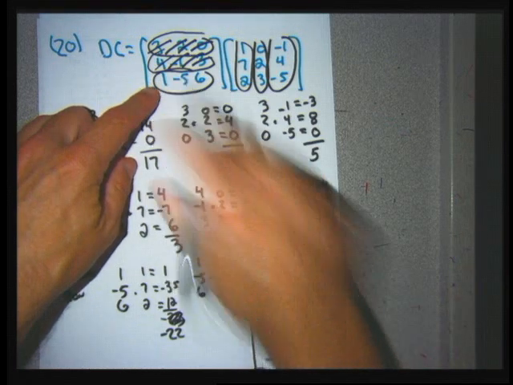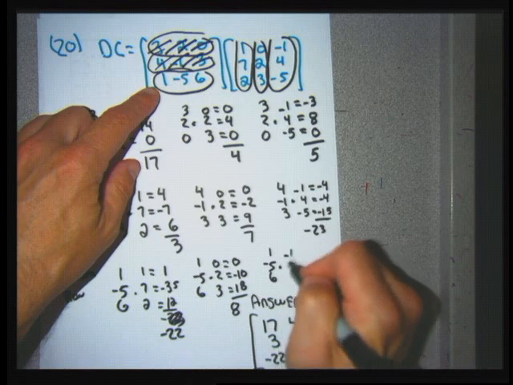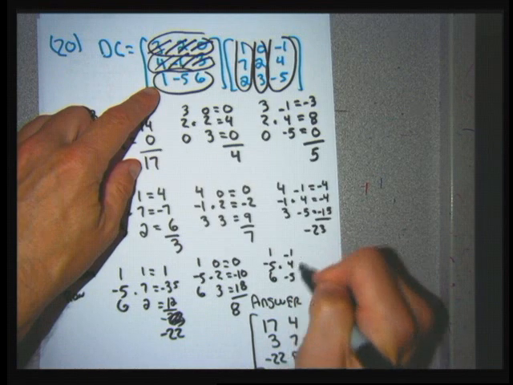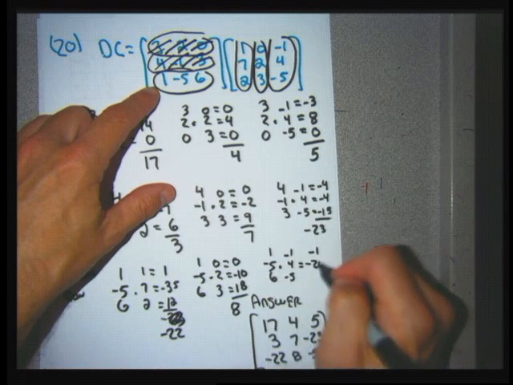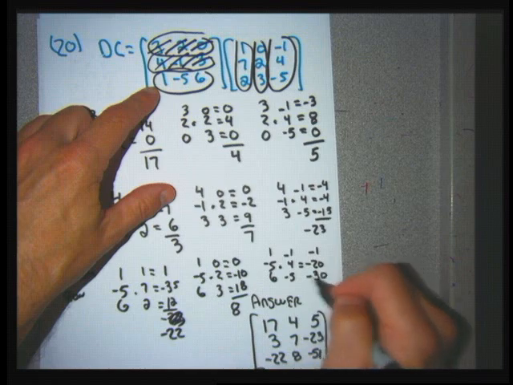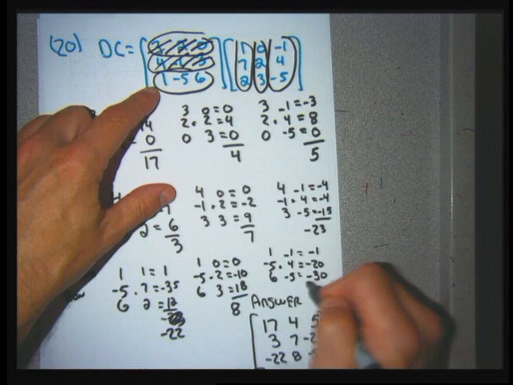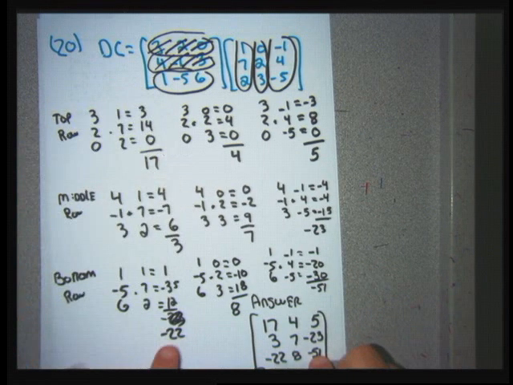Lastly, I take this 1, negative 5, and 6, multiply it by negative 1, 4, negative 5. 1 times negative 1 is negative 1. Negative 5 times 4 is negative 20. 6 times negative 5 is negative 30. All three of those numbers are negative, so I'm going to add them and keep them negative, and they'll give me the negative 51. So in my bottom row, there's a negative 22, an 8, and a negative 51.